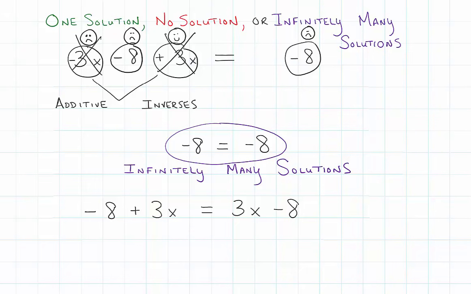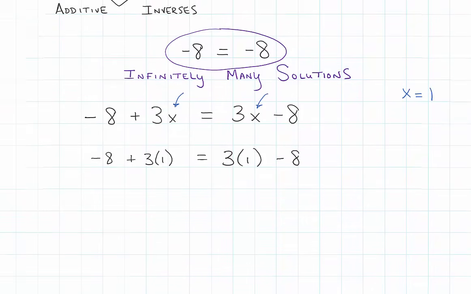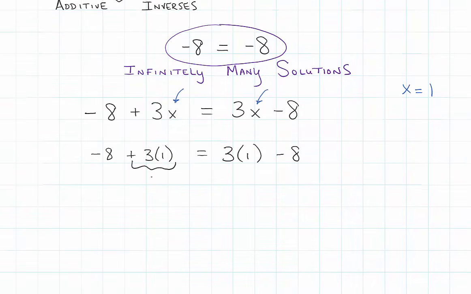So let's try the number 1. If I'm going to substitute the number 1 in for x, that means I'm going to put number 1 here and here. So that means we're going to have negative 8 plus 3 times 1, and we're going to say that's the same thing as 3 times 1 minus 8. Let's find out if it's the same. 3 times 1 is 3 on both sides. And we also have negative 8 still.